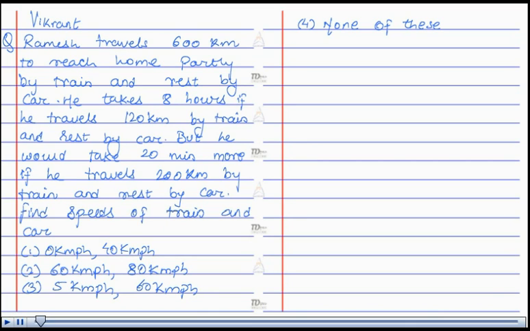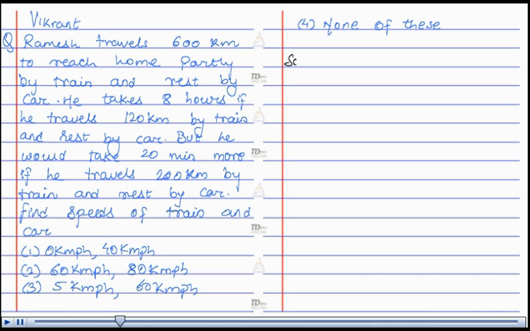Hello, I'm Vikrant. The question is, Ramesh travels 600 km to reach home, partly by train and the rest by car. He takes 8 hours if he travels 120 km by train and the rest by car. But he would take 20 minutes more if he travels 200 km by train and the rest by car. Find the speeds of train and car.